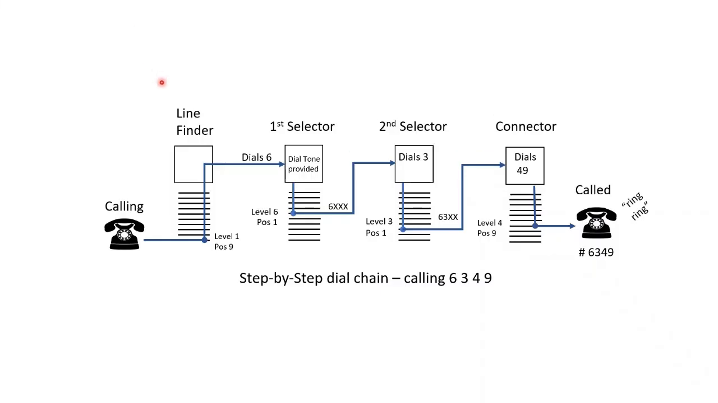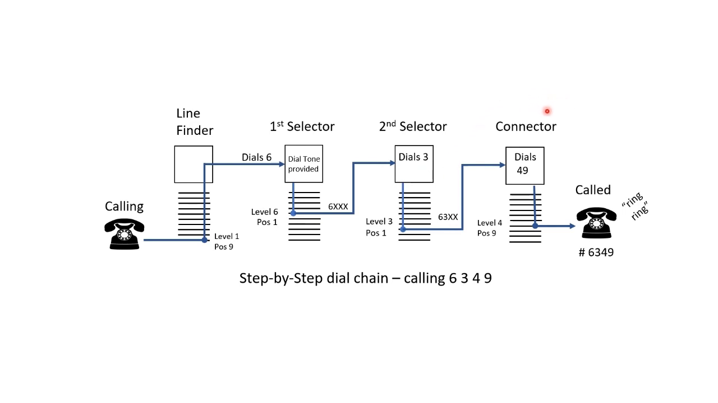Here is a diagram of the end-to-end talking chain using 4 different, but quite similar switch types. Only the switches in the talking path are shown. The goal is to call subscriber 6349. This is the line finder switch. Next, the first selector. It provides dial tone and responds to the first digit, a 6. Then the second selector. It responds to the second digit, a 3.